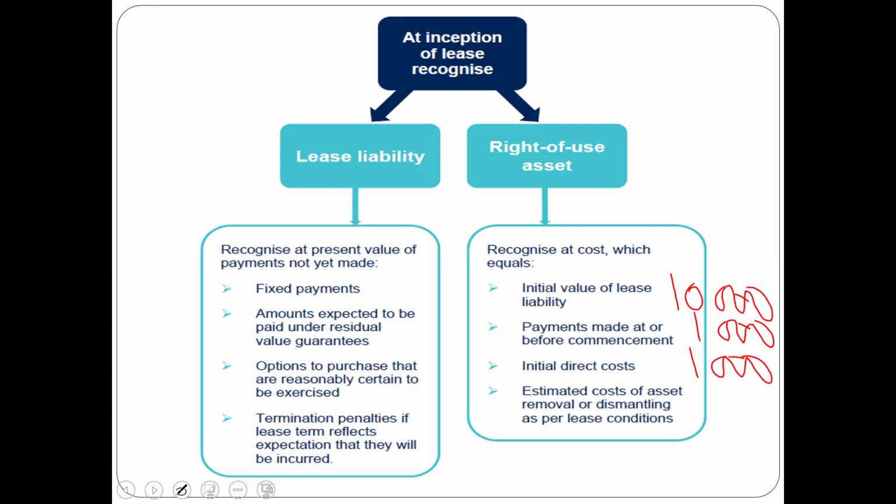So if you had said we are going to incur 3,000 to then put the building into the state at which you found it when you entered the lease, we are then going to say your right of use asset is 10 plus 1 plus 1 plus 3, which gives us 15,000. So this is the amount that you then depreciate.